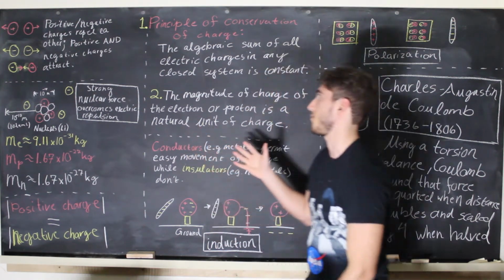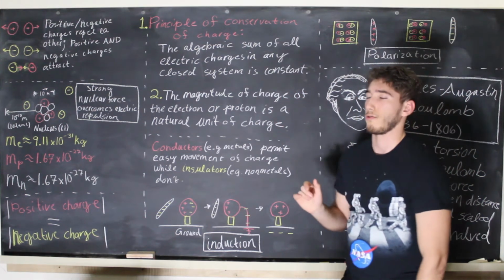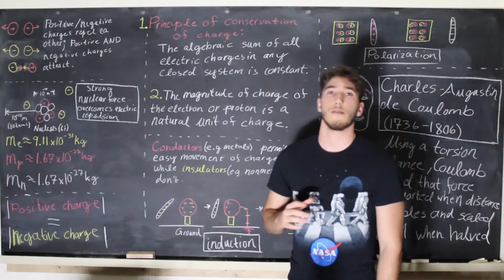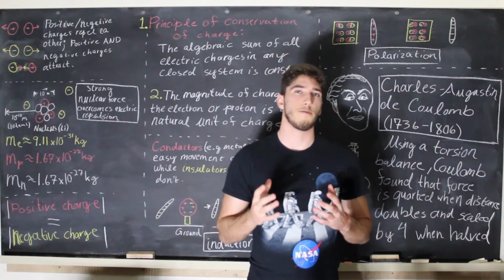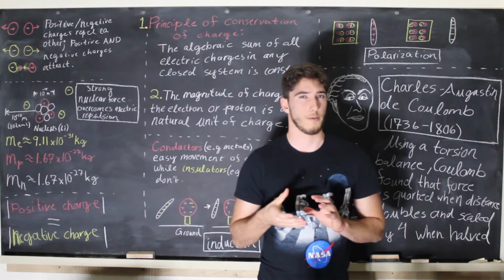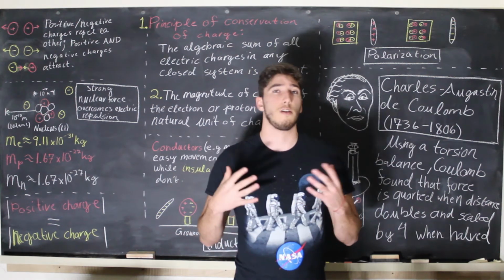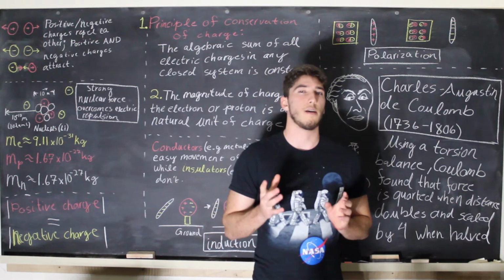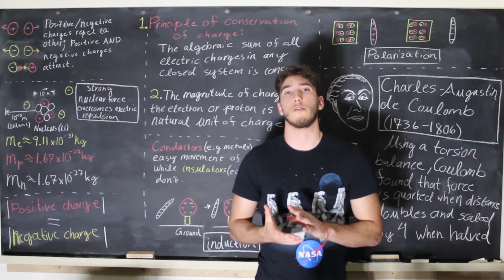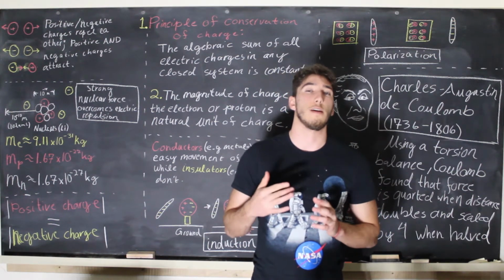The second principle is that the magnitude of charge of the electron or proton is a natural unit of charge. In other words, the charges are quantized, meaning that any amount of charge within an object or on an object is an integer multiple of the natural charge, the charge of the electron, for example, or the charge of the proton. But didn't I just say that protons and neutrons are made up of quarks? Well, yes, but quarks can't be observed in isolation.